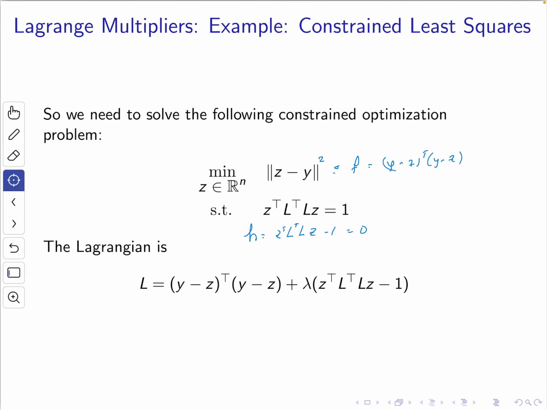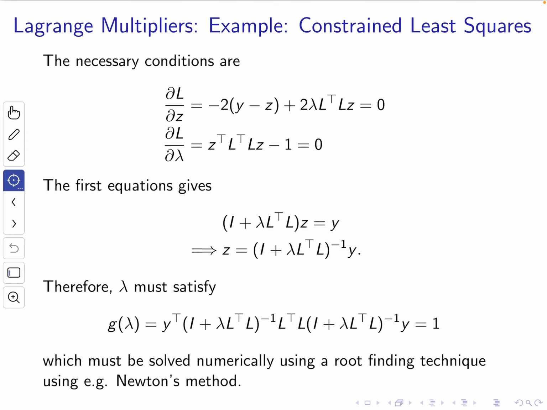So my Lagrangian is F plus lambda times H. Now the necessary conditions say that when I take the partial of L with respect to z and set it equal to 0, and the partial of L with respect to lambda and set all that equal to 0, those points are a constrained extremum.